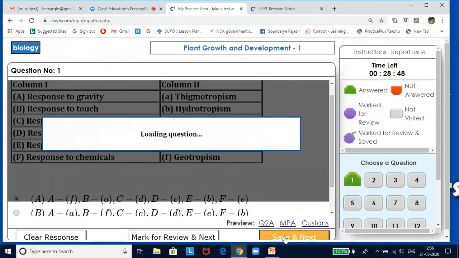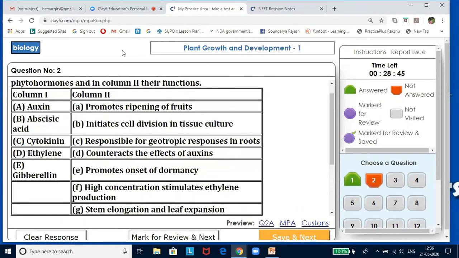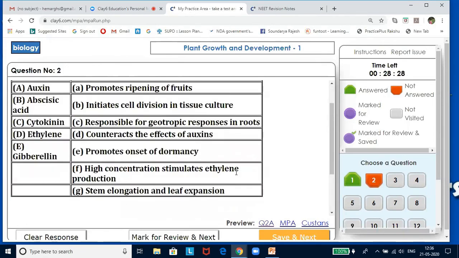So here, now promotes ripening of the fruits. So let us look at D. You find D in two choices. D, here, B, D. Now let us look into the next thing.